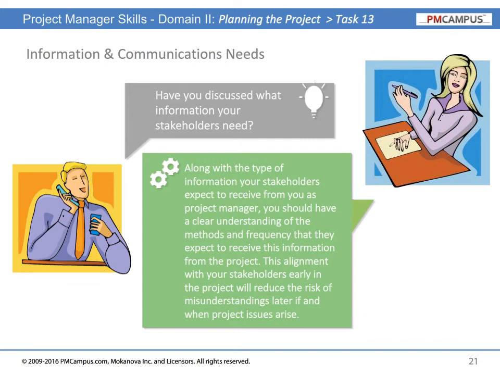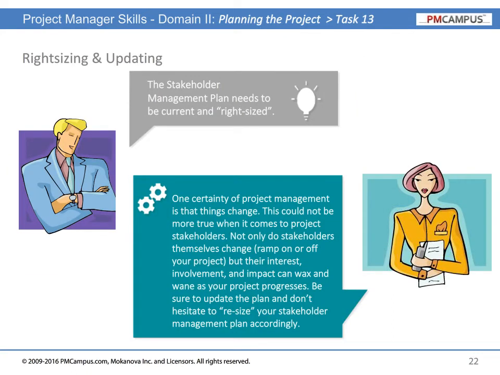Have you discussed what information your stakeholders need? Along with the type of information your stakeholders expect to receive from you as project manager, you should have a clear understanding of the methods and frequency that they expect to receive this information from the project. This alignment with your stakeholders early in the project will reduce the risk of misunderstandings later if and when project issues arise. The stakeholder management plan needs to be current and right-sized.